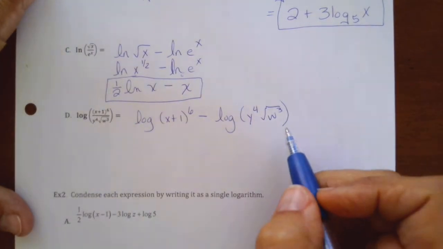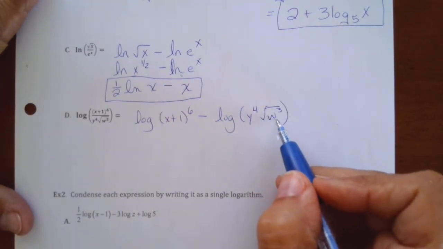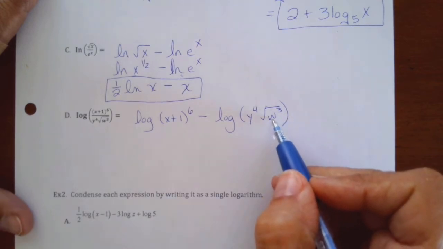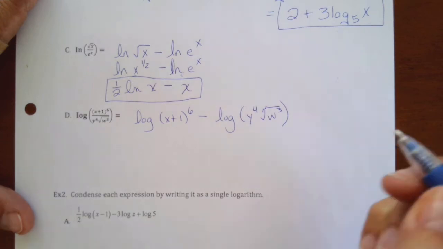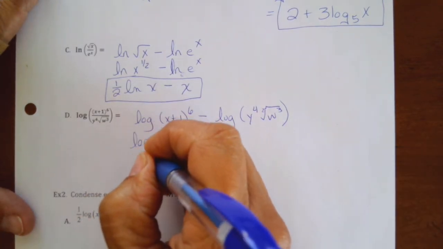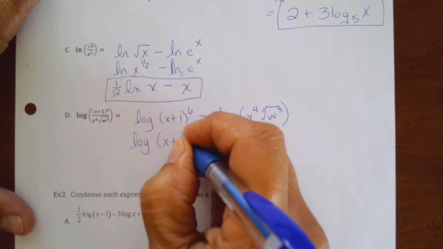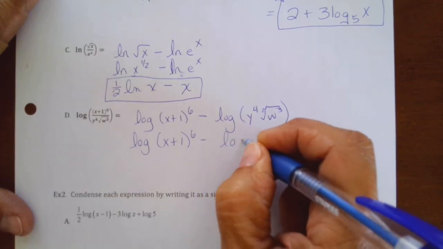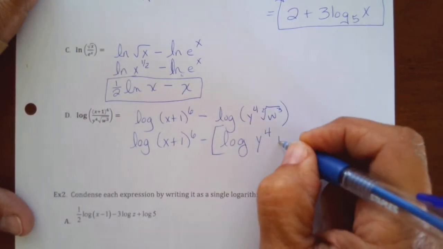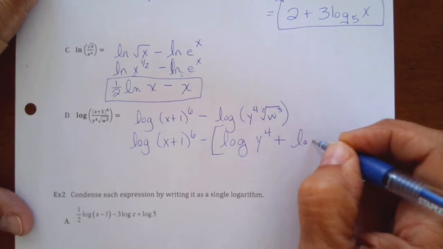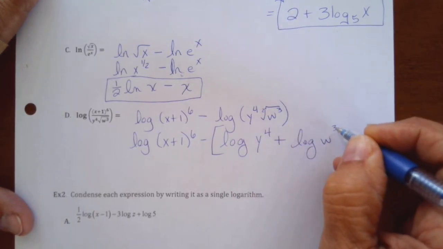As I break it up, I'm going to write this radical in exponential form as a rational exponent. So it would be 3/2, right? The square root is a 2 here. All right, so let's look at that. So I've got the log of x plus 1 to the 6th minus log of y to the 4th plus log w to the 3/2.